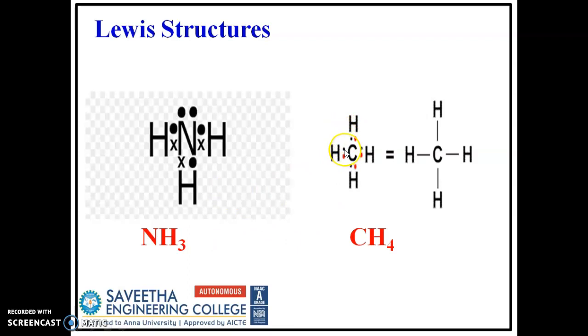Here the black dot is for carbon. So there are 4 black dots on the carbon. In order to attain the noble gas configuration, that is the 8 electrons in the valence shell, it has to have the remaining 4 electrons. So these 4 electrons are given by the 4 hydrogens, and the hydrogen electrons here are differentiated in red color.